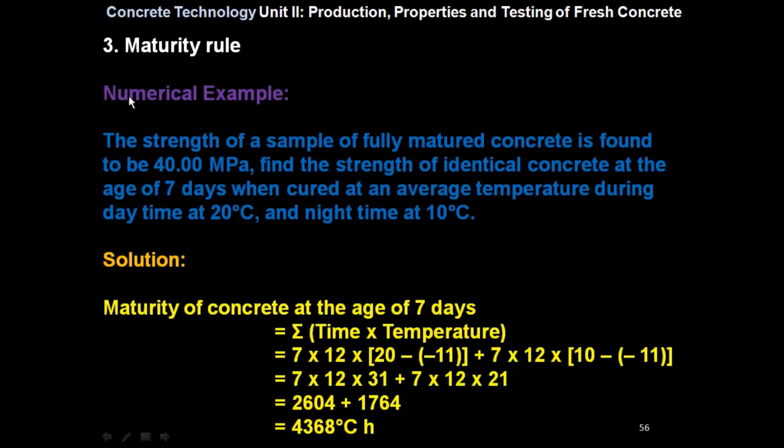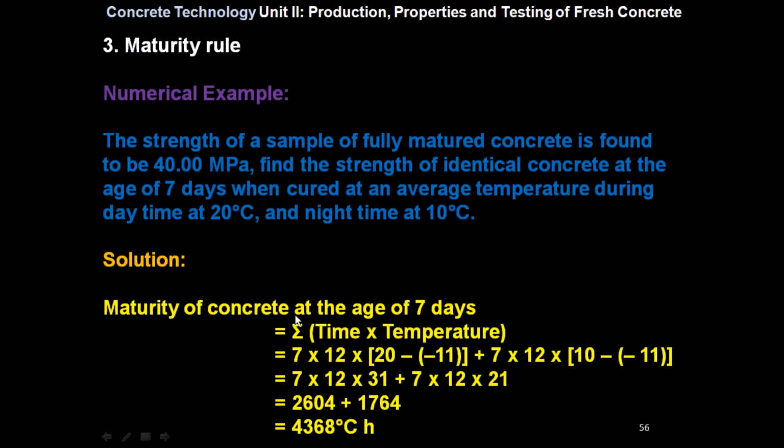So now we will consider one numerical example. The strength of a sample of fully matured concrete is found to be 40 megapascal. Find the strength of identical concrete at the age of 7 days when cured at an average temperature during the daytime of 20 degrees Celsius and night time of 10 degrees Celsius. Now we will see the solution.